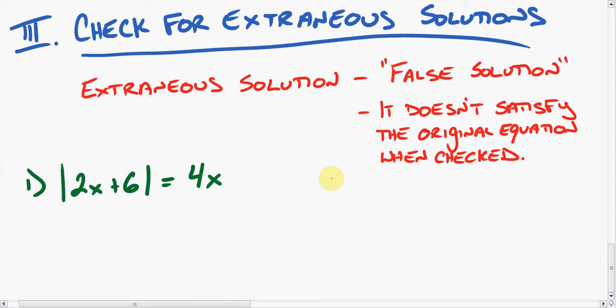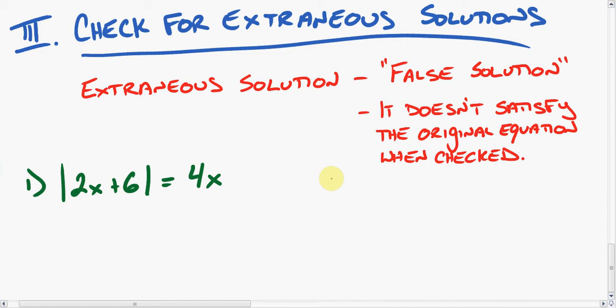This is section 1.7 part 3, where we are again going to solve an absolute value equation, and we are going to check for extraneous solutions. Another great reason to check your answer is that sometimes with absolute value equations, when you solve them, you will get an answer that won't satisfy the original equation. Meaning when you plug your answer into the equation and check it, the check will come out false. It won't work.